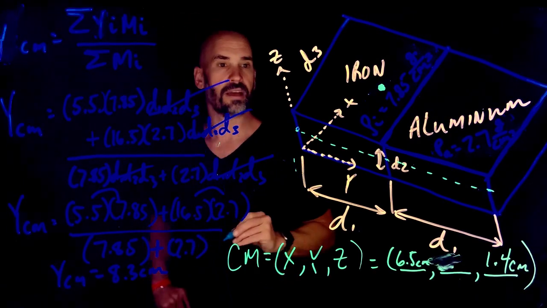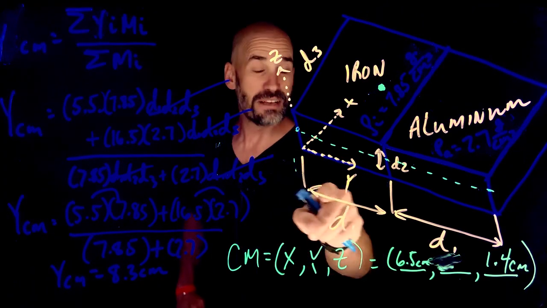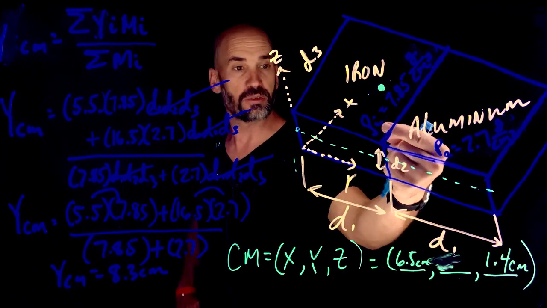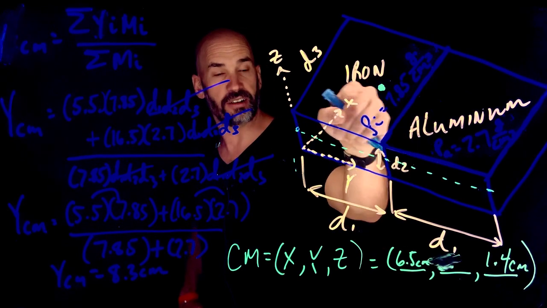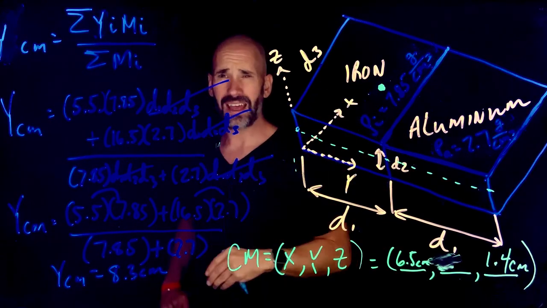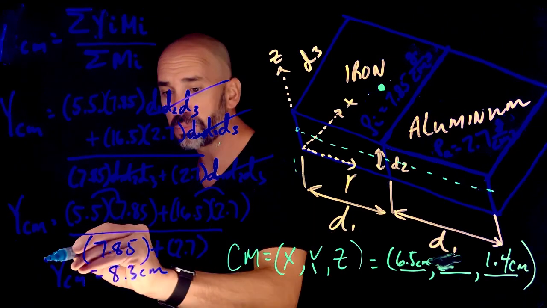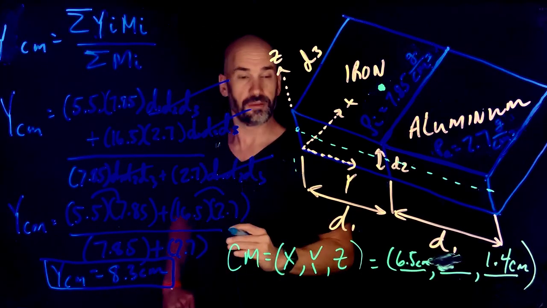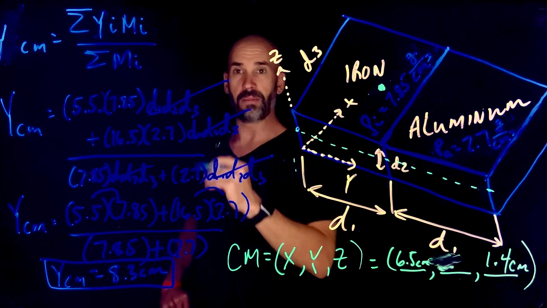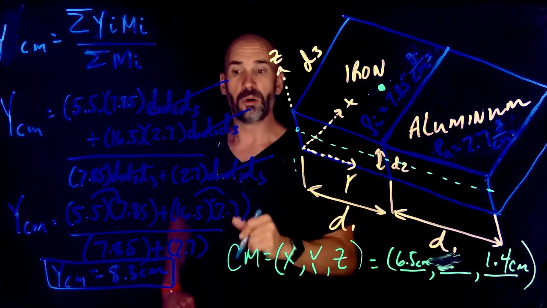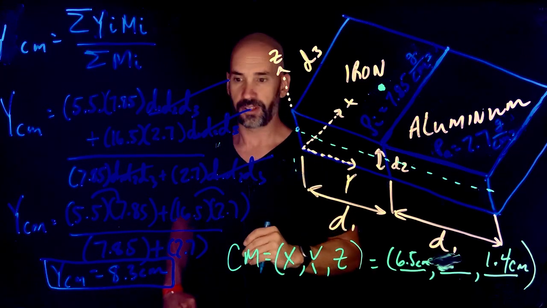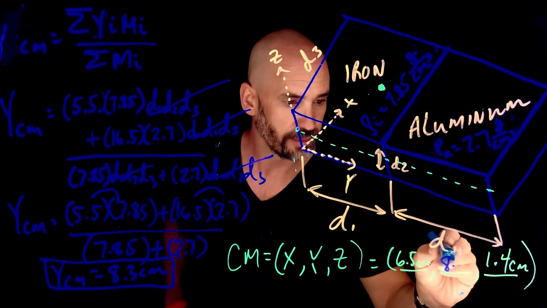centimeters. Now, remember, D1 is 11. So is 8.3 less than 11? Is it closer to the iron side as we expect? Yes, it is. So this is a pretty good indicator that we're in the right ballpark. We don't know for sure, but you could do the same math and prove it to me. But we do know that we're in the iron section of it, which is what we should expect. And I can put 8.3 there.